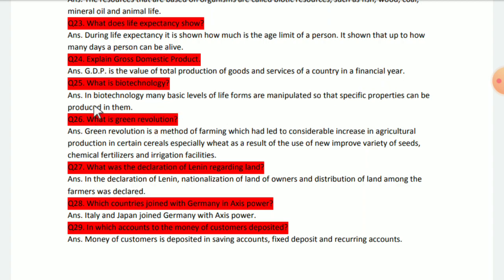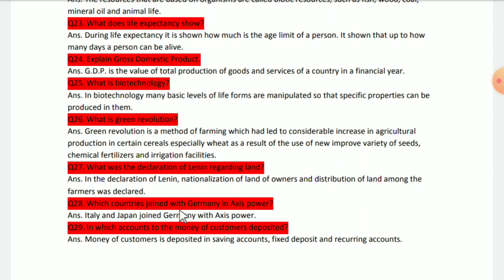What is biotechnology? In biotechnology, many basic levels of life forms are manipulated so that specific properties can be produced in them. What is green revolution? Green revolution is a method of farming which had led to considerable increase in agricultural production in certain cereals, especially wheat, as a result of the use of new improved variety of seeds, chemical fertilizers and irrigation facilities. What was the Declaration of Lenin regarding land? In the Declaration of Lenin, nationalization of land of owners and distribution of land among the farmers was declared.